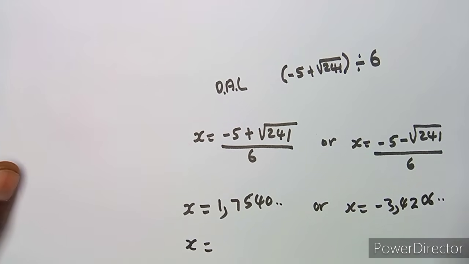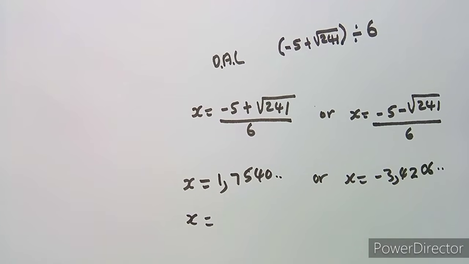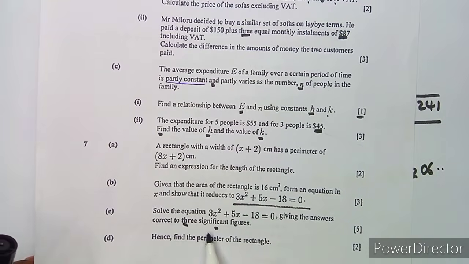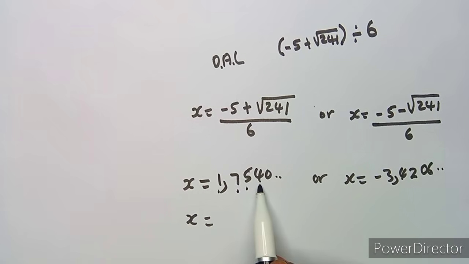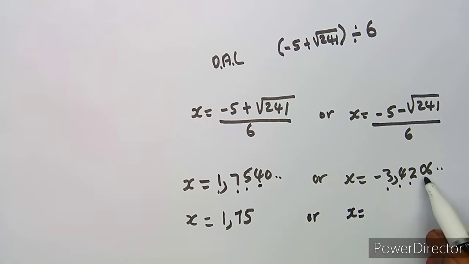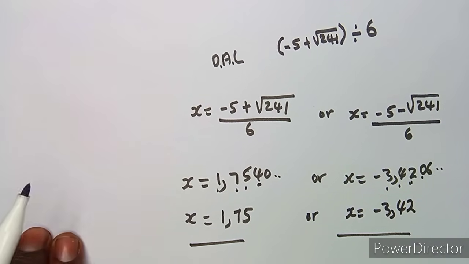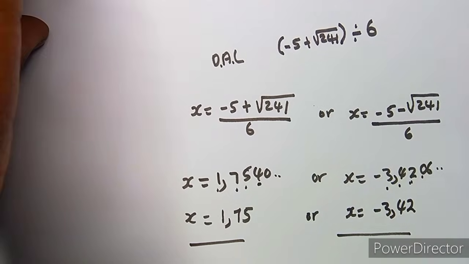All right, so we are given an instruction about the degree of accuracy that you're supposed to use. In this case, we are told to leave our answers to 3 significant figures, which means you're talking of whole numbers in this case. So we've got 1, 2, 3. So 4 cannot change this. It is going to remain as a 5. So it's going to be 1.75, or here it is going to be 1, 2, 3. This 0 cannot change, so it's going to be minus 3.42. All right, so these are the possible values of x that we are going to obtain on this particular question.